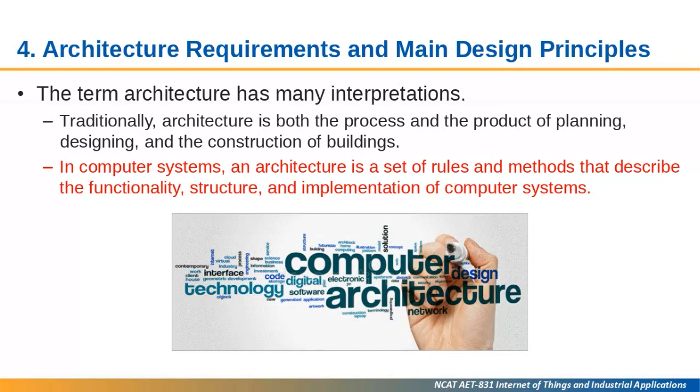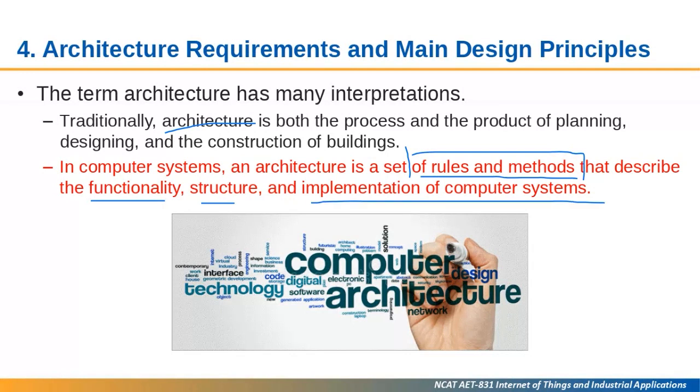So for architecture, you may think about construction, right? Traditionally in construction, architecture is both the process and the product of planning and construction of buildings. So that's what you've heard of architecture a lot. In computer systems, an architecture is a set of, it is not a physical thing, that describes the functionality, structure, and implementation of computer systems.